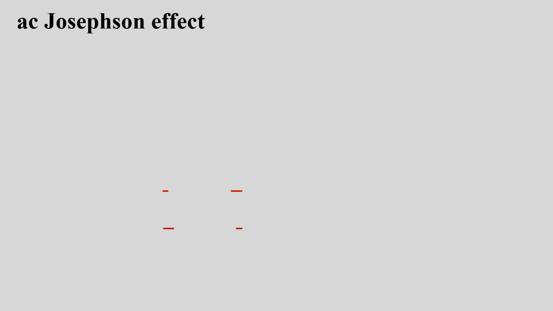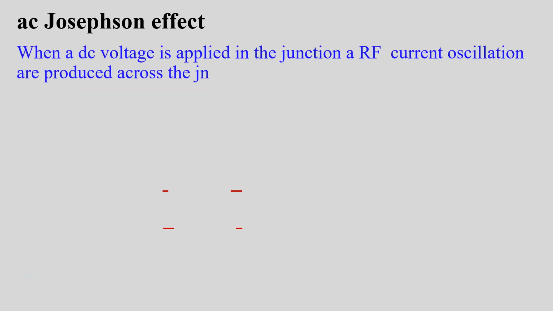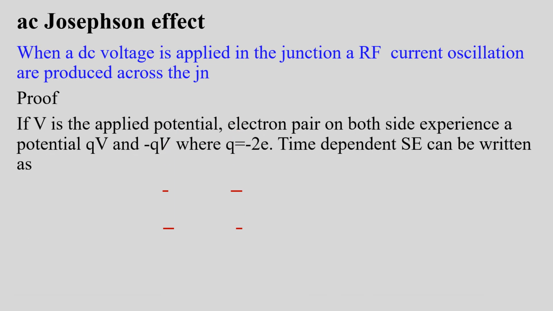AC Josephson effect. If a DC voltage is applied across the junction, RF current oscillations are produced across it. This is termed as AC Josephson effect. In order to produce AC Josephson effect, we have to apply an external potential. So, the potential experienced by the charge on both sides of the insulator are QV and minus QV, where Q is equal to minus 2e in the case of a superconductor.